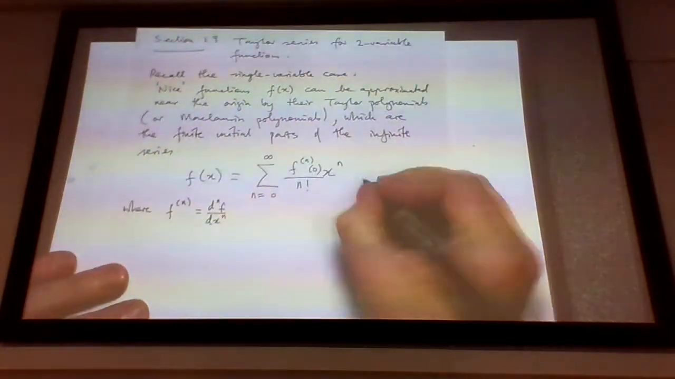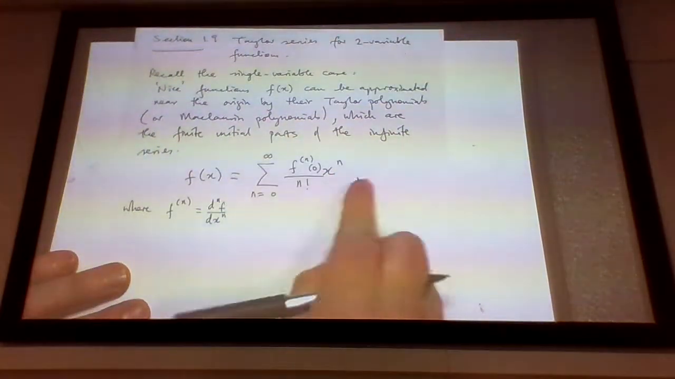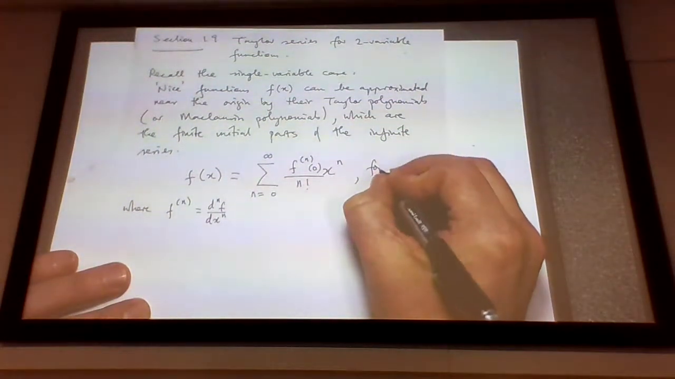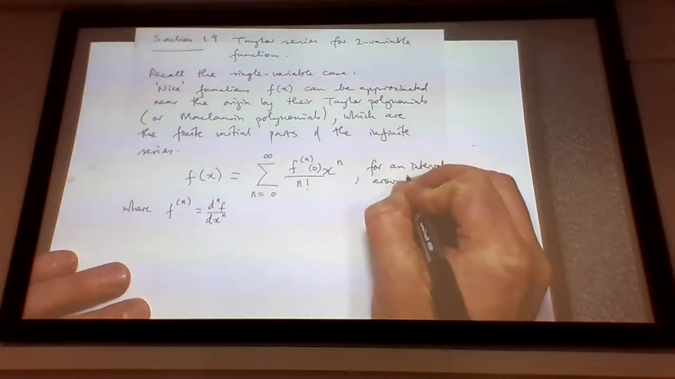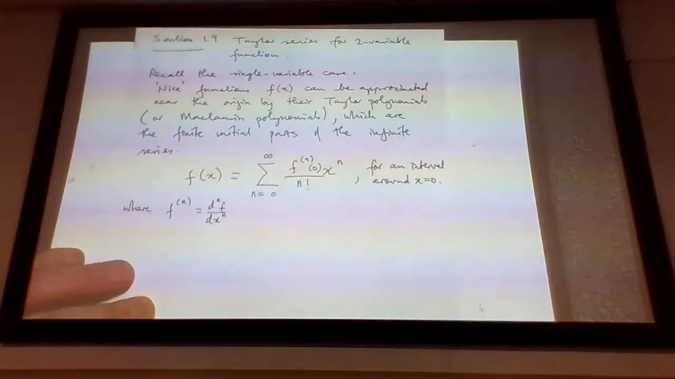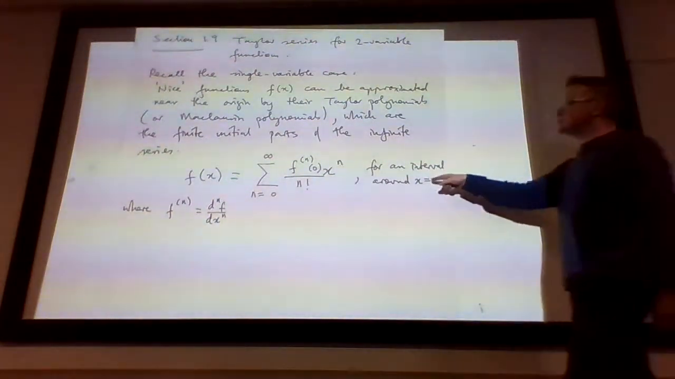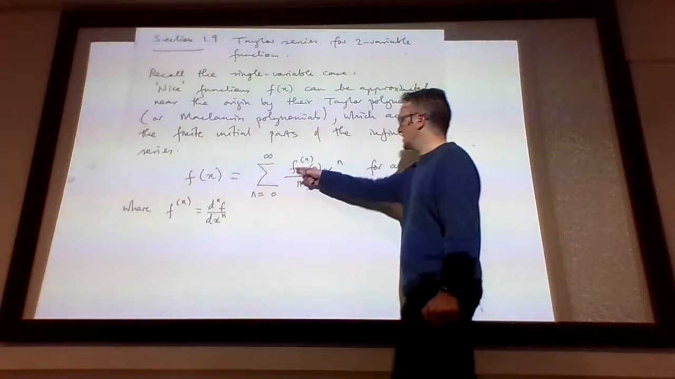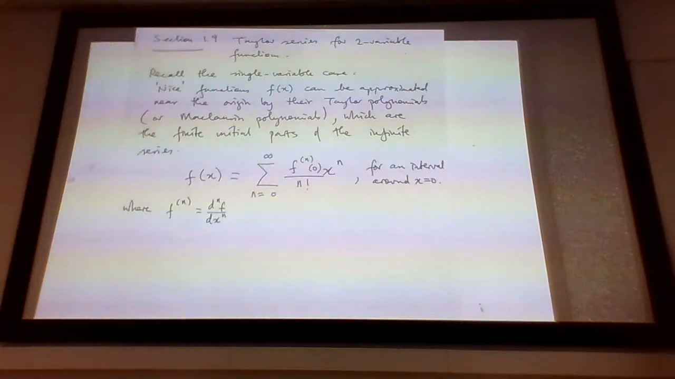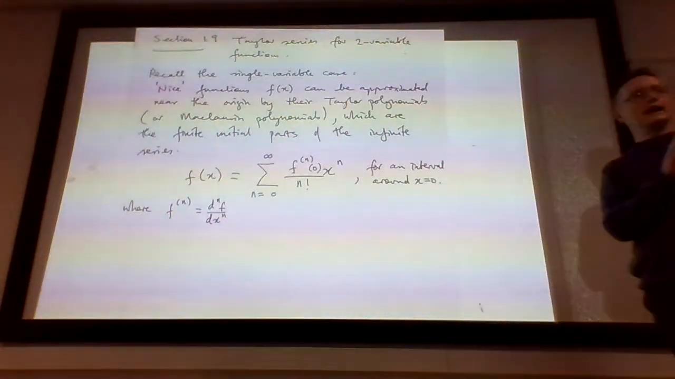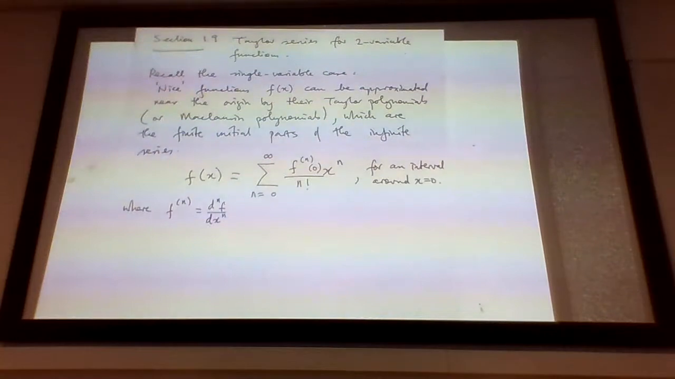In general, this expression might only be valid near 0. So let's just say for an interval around 0. Again, this issue depends on the function. For some functions, this infinite series will only be valid for a certain region about the origin, for points close to the origin. But for other functions, that expression will be valid across the whole of the domain of the real numbers. So that's something we looked at last year.